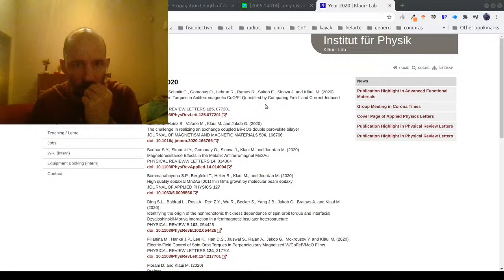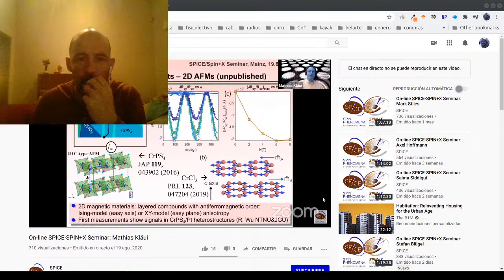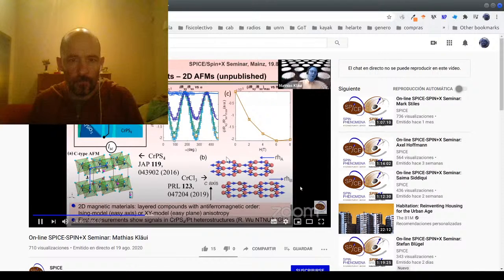We recently went to a more complex antiferromagnet, this chromium thiophosphate, and we measured some angular magnetoresistance response, which is something we're investigating at the moment to try and find out where this comes from and if we can thereby also read out the state of these 2D antiferromagnets.